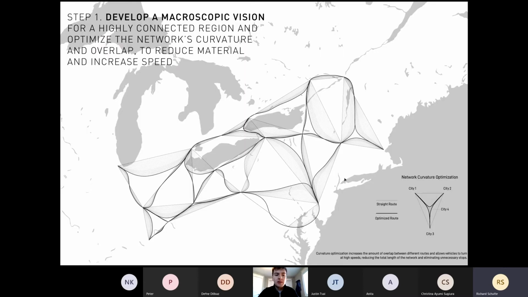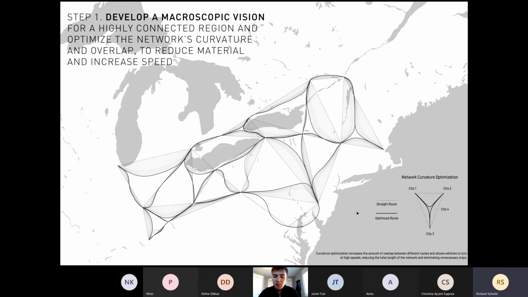Step one of doing this is to develop a macroscopic vision for a highly connected region and optimize the network's curvature and overlap to reduce material and increase speed. You can see here, these cities from the last slide are connected with straight lines where each city is connected to at least two others.